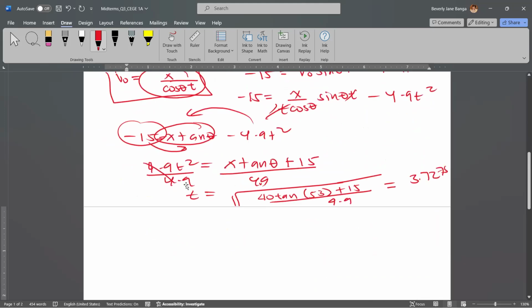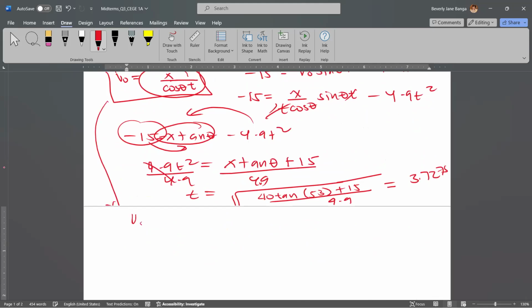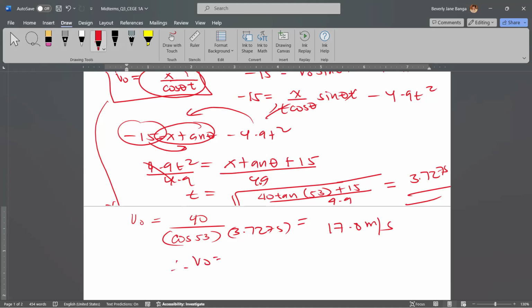Pwede ko nang makuha si V0. So from here, pwede ko nang makuha si V0. Simply 40 over cosine of 53 times the time, which is 3.727 seconds. So I'll get V0 equal to 20, ay mali pala ako. V0 equal to 17, ay 18, ay 17.8 meter per second. So the initial speed of the teacher is 1.78 times 10 raised to 1 meter per second. And that's it.